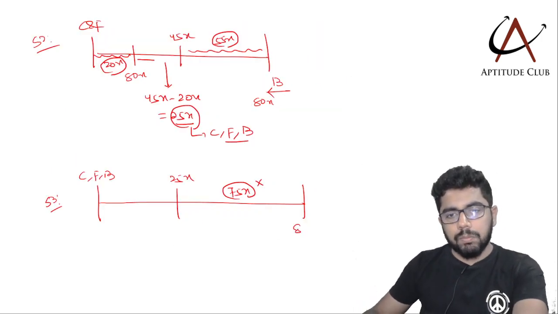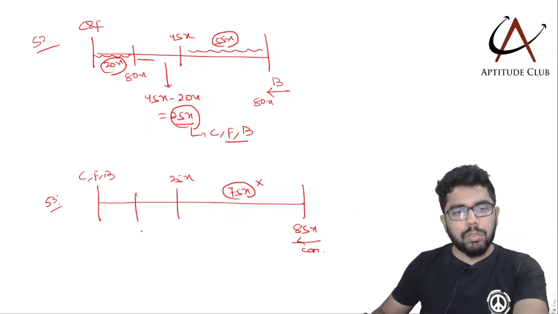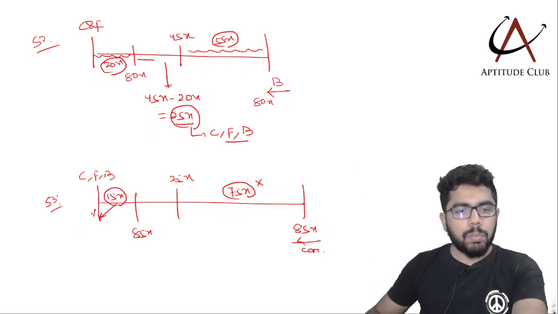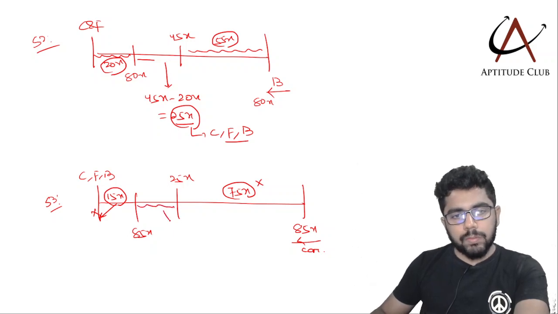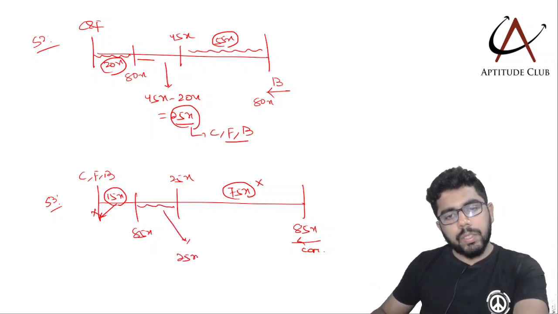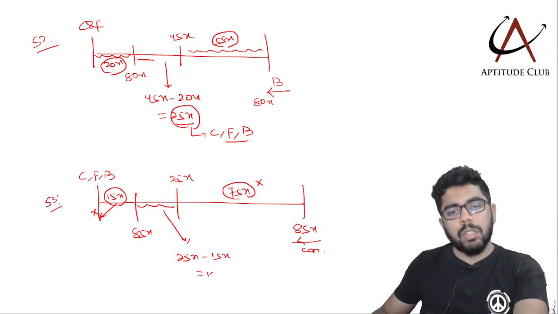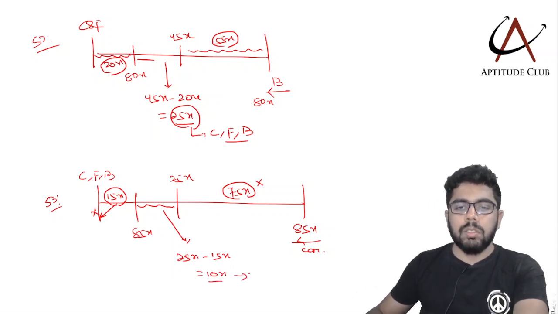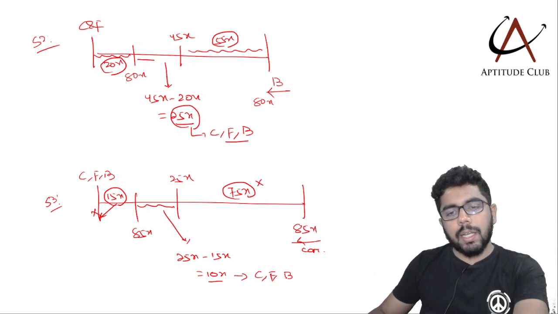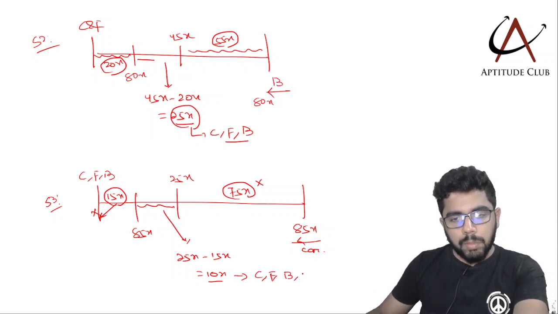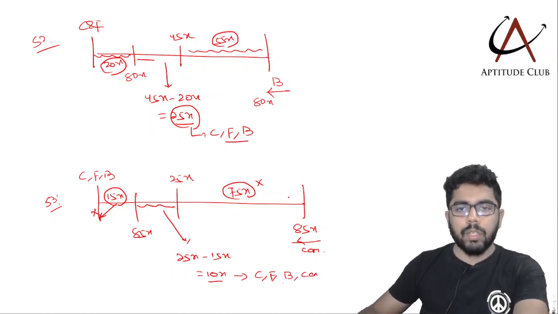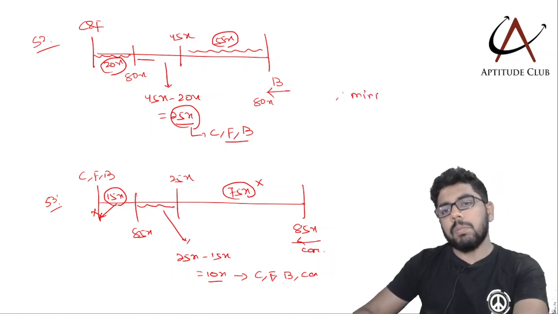85% people play carom. 85x is carom, so 85x is somewhere here. So the remaining 15x people don't play carom. So what is this? The number of people is 25x minus 15x, which is 10x. These many people definitely play carom, football, cricket and basketball. Hence I'll get the minimum number of people as 10x or 10%.